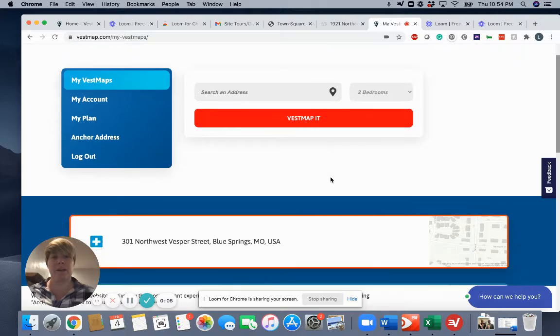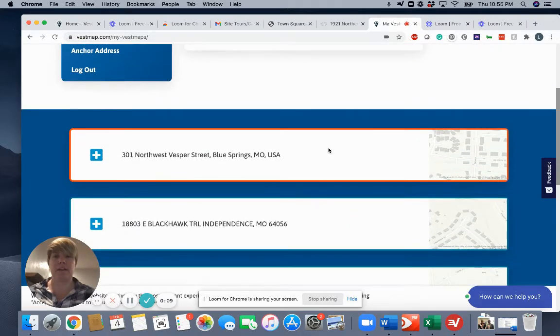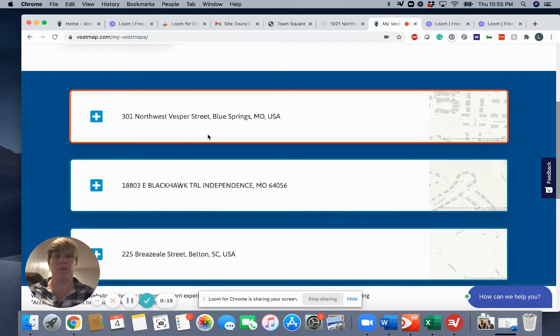So I just want to take a minute here to show you how I actually use VestMap in my real estate investing business. So first up, I've got my anchor address set. This is a rental property that I own. It's a fourplex. It's all two bedroom, two bathroom units. So I set that as my anchor address because it's a location that I know.